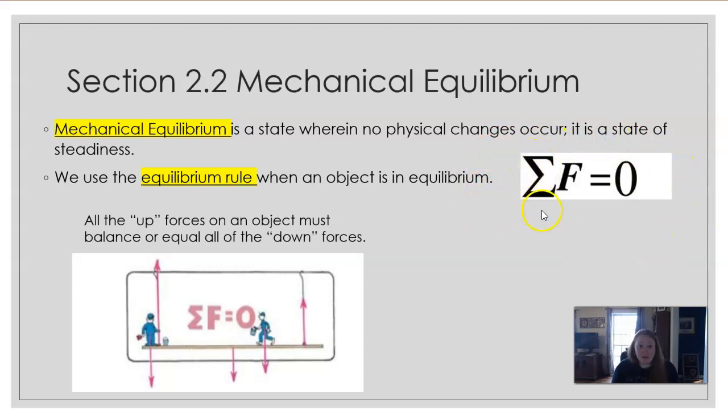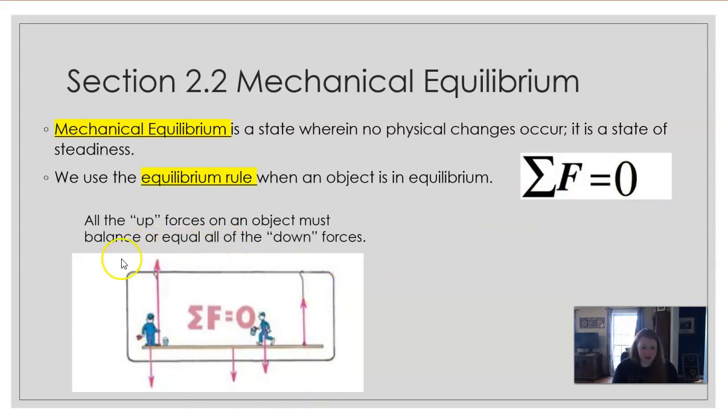This is the Greek letter sigma, and it means we're going to add or combine all of our forces together. So this sigma F is net force. This says the net force equals 0. When an object is in mechanical equilibrium, everything is balanced. All of the right forces equal all of the left forces, and all of the up forces have to balance or be equal to all of the downward forces.